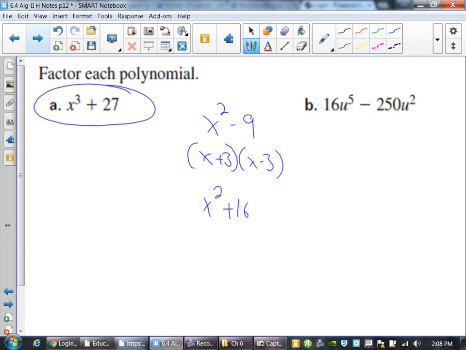But now when we get into a higher degree, there winds up being special patterns that happen. And we're going to have two of them, one for positive and one for negative. When you have what are called a sum of cubes, and a difference of cubes.